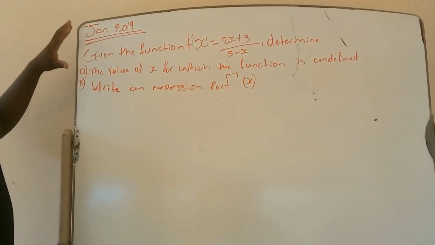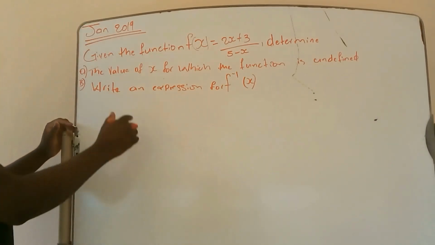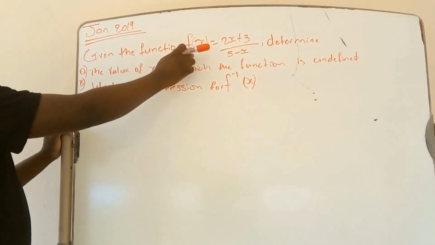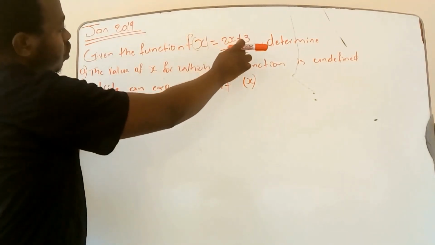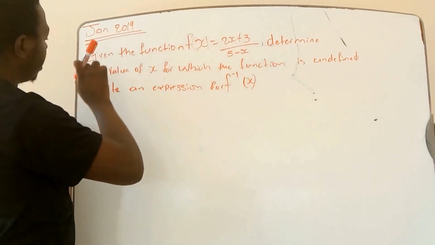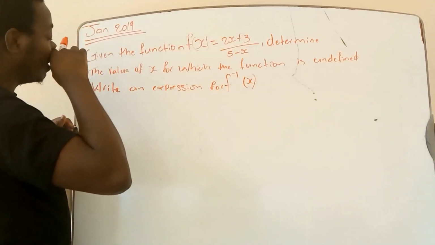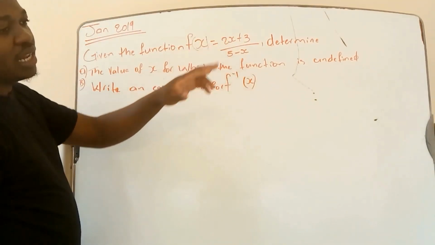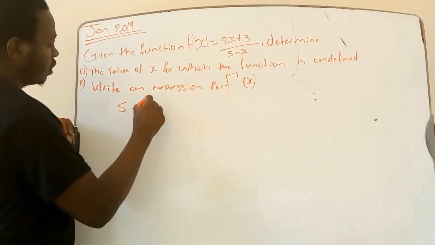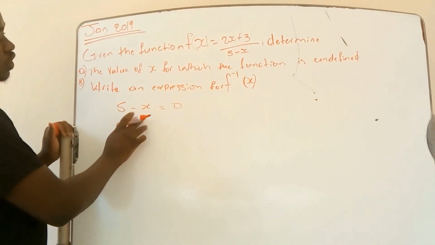Our final question for this video comes from the January 2019 paper. It says, given the function f of x is equal to 2x plus 3, all divided by 5 minus x, determine a, the value of x for which the function is undefined. If the function is undefined, it means that the denominator is equal to 0. So 5 minus x is equal to 0. Now all you need to do is to solve for x.